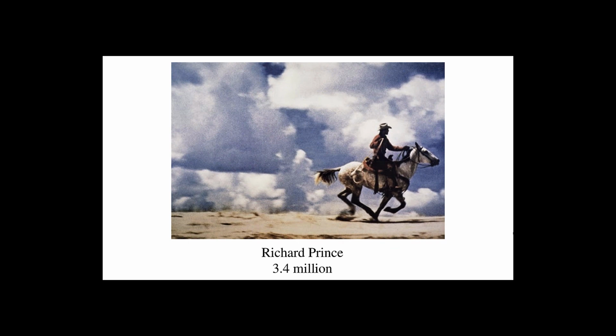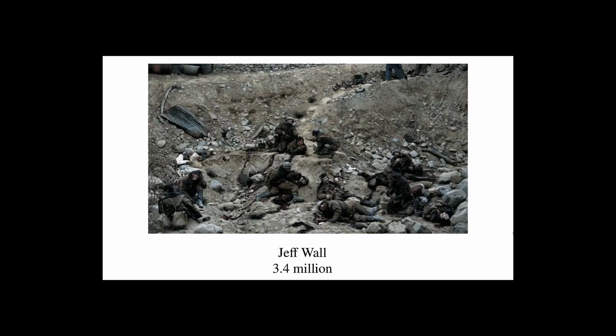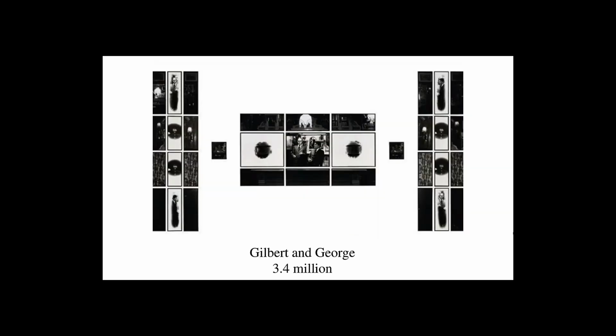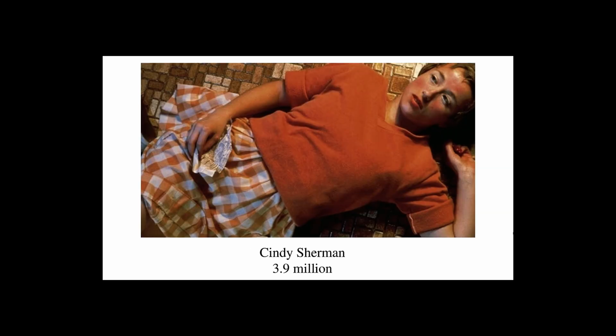Richard Prince sold this for $3.4 million. Jeff Wall, $3.4 million for this photo. Gilbert and George, $3.4 million for this set. Cindy Sherman, this was the shot that sold for over $1 million. And this is Cindy Sherman herself. She does her own self-portraits and is in every one of them. This is her. And her portrait of herself sold for $3.9 million.